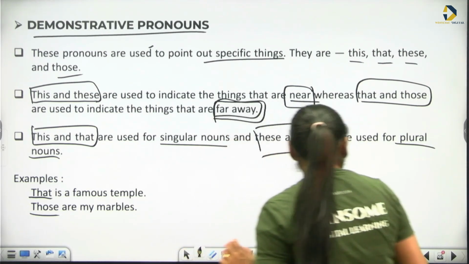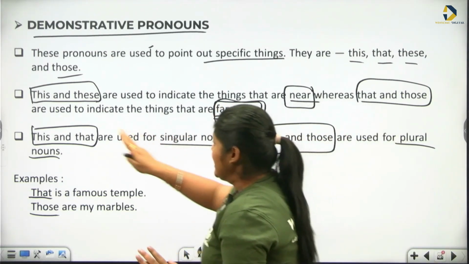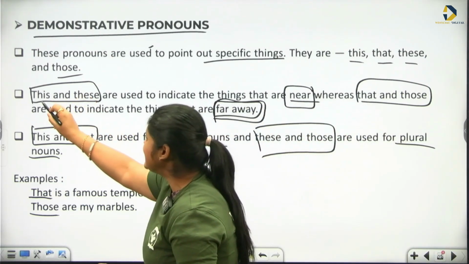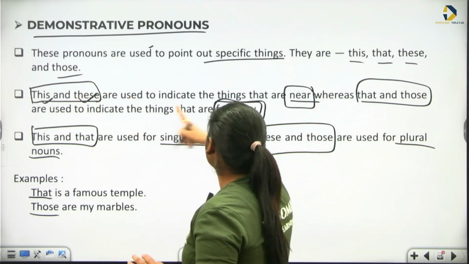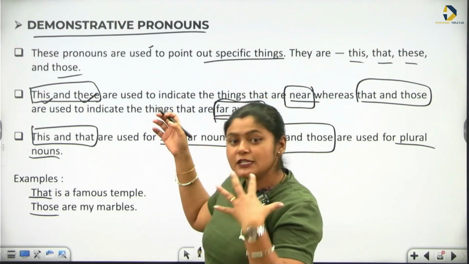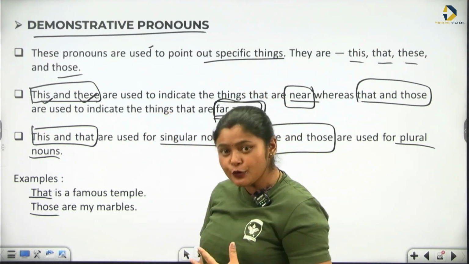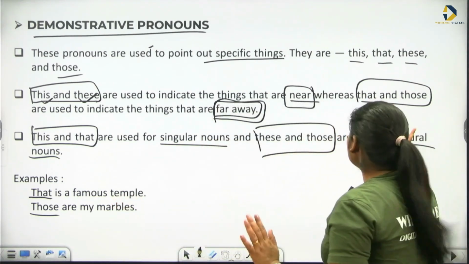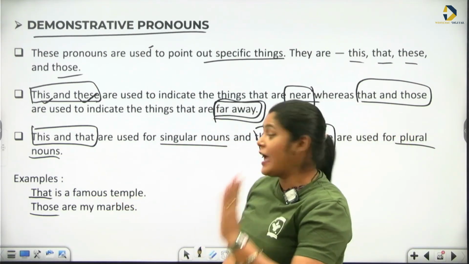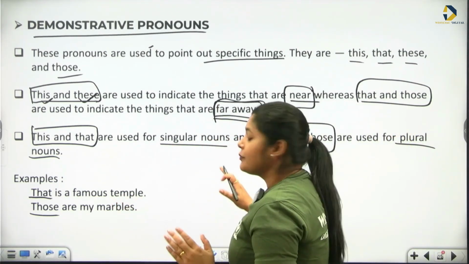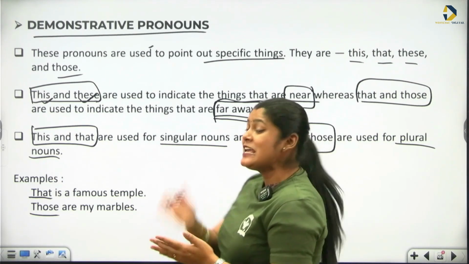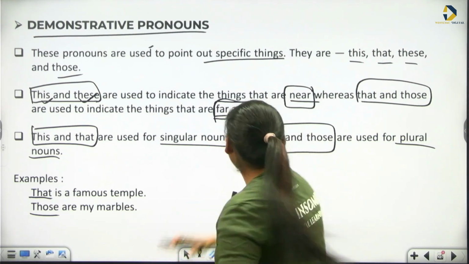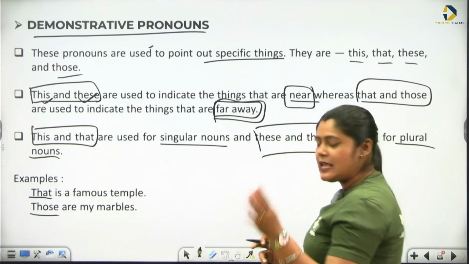Okay. So you should remember this and these कहाँ यूज करते हैं हम? जब कोई भी ऑब्जेक्ट which is near to you. If the things are near to you, we use this and these. When it is far away from you, we use that and those. सिंगुलर फॉर्म में हम क्या यूज करते हैं? This and that. प्लूरल में क्या यूज करते हैं? These and those.